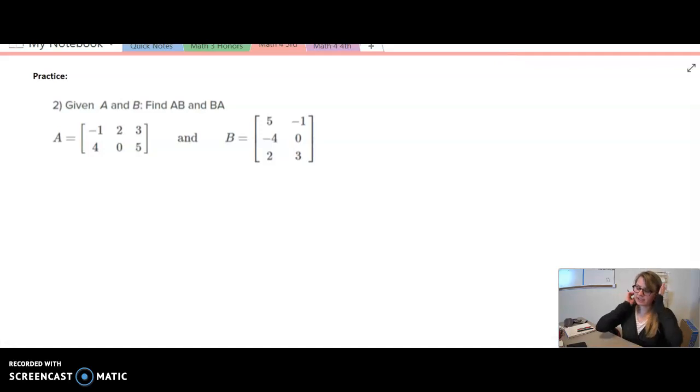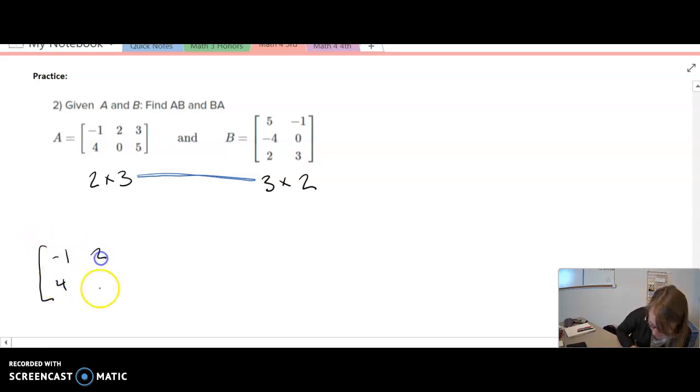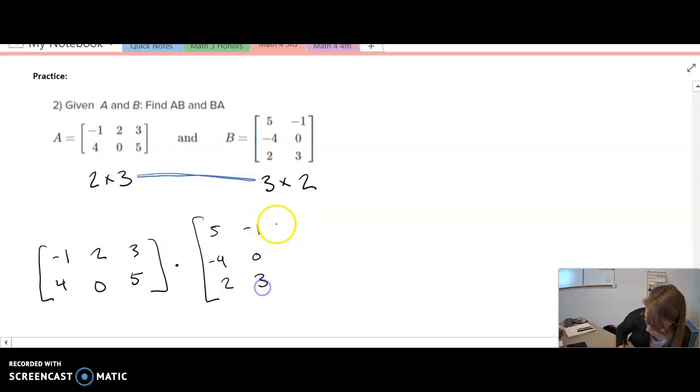So let's just do one more together, and then we will be done. So for this one, we have A and B. We need to find A, B. So A is a 2 by 3, and B is a 3 by 2. So those inner dimensions match, the 3 and the 3, so we are allowed to multiply them. So we have negative 1, 4, 2, 0, 3, 5 times 5, negative 4, 2, negative 1, 0, 3.